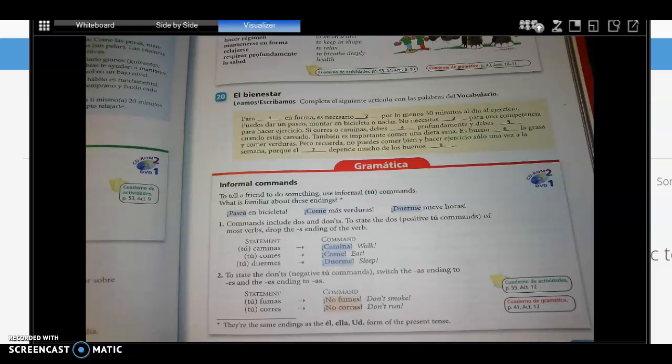Okay, the assignment for today is simply for you to type me a couple of sentences where you tell me how you form commands, both the positive and how you form commands in the negative. Okay, let me know if you have any questions. We'll be doing more work with these after we talk about the irregular commands.